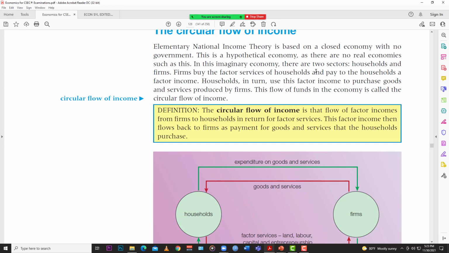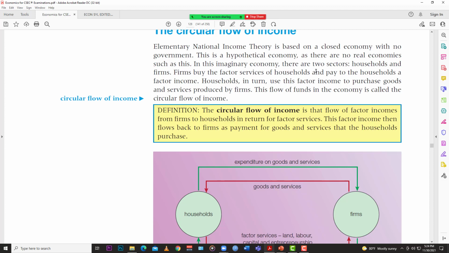This flow of funds in the economy is called the circular flow of income. Right? So remember, the factors of production are land, labor, capital, entrepreneurship. Remember, we said that the household owns these factors of production and they sell these factors to the firm. Remember, each factor of production has a certain reward. For example, when you have labor, your reward is salary or wage. When you have land, your reward is rent. When you have capital, your reward is interest. Entrepreneurship, the reward is profit.